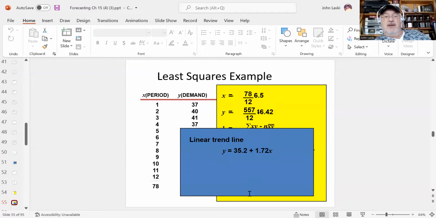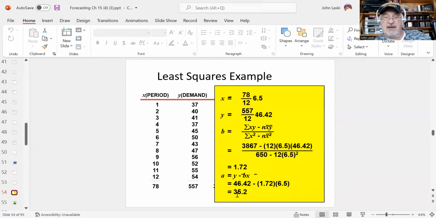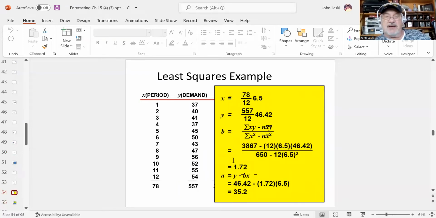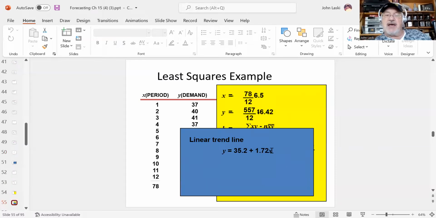So again, remember our formula, y equals alpha plus beta times x. Alpha, we just calculated, 35.2, plus beta, we just calculated, 1.72 times x.